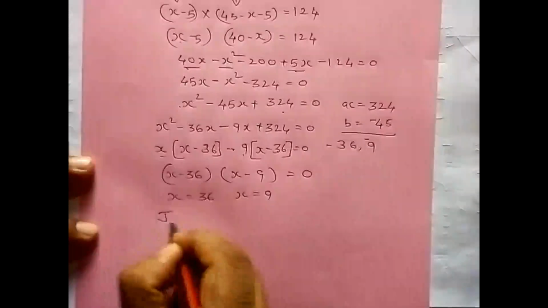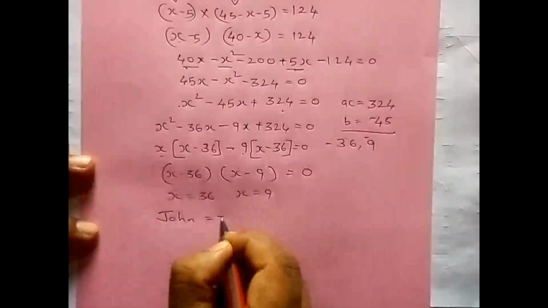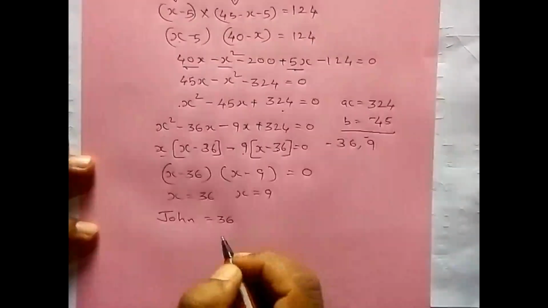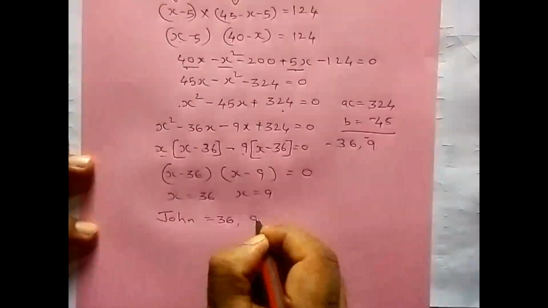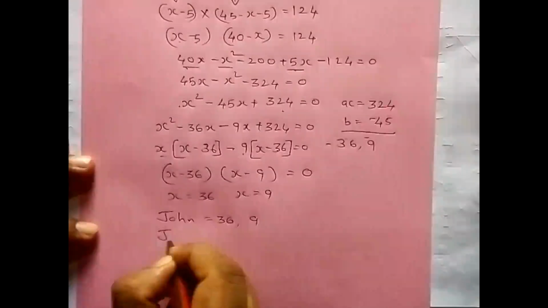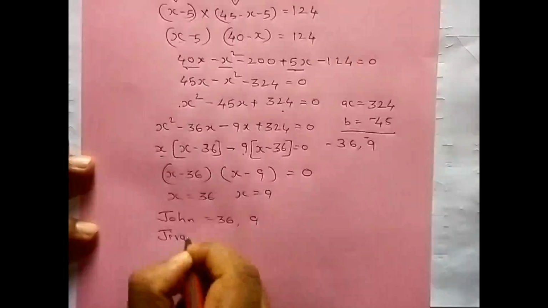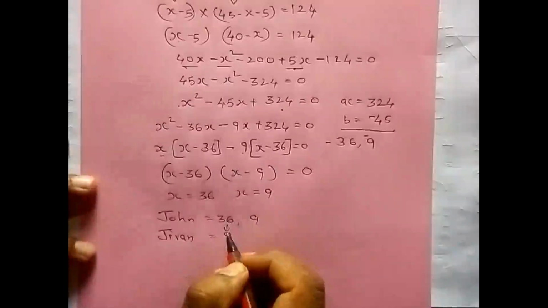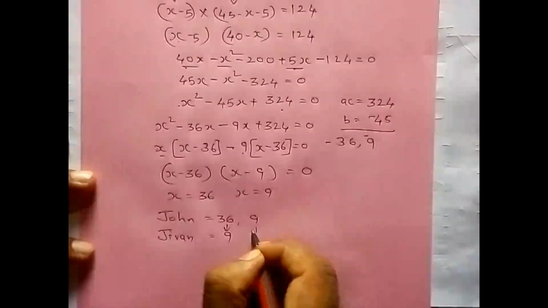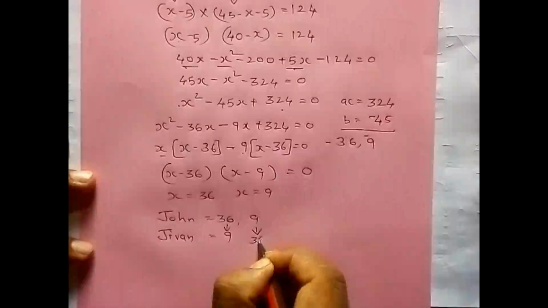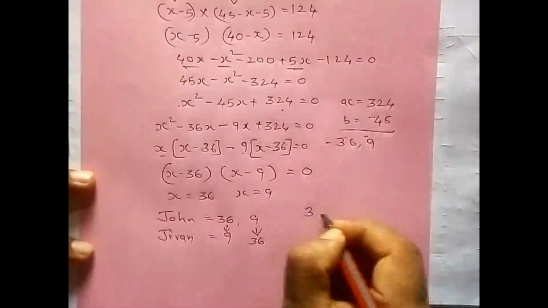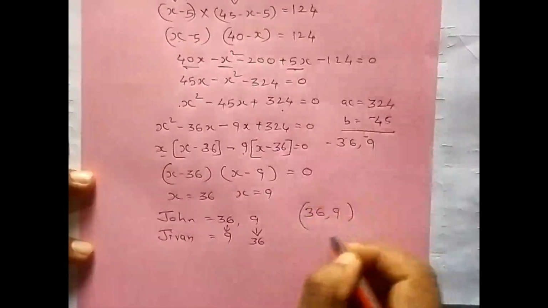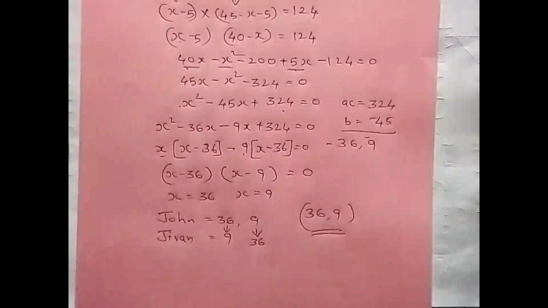That means John has either 36 marbles or 9 marbles. When John has 36 marbles, Jeevan has 9 marbles, because 45 minus 36. And if John has 9 marbles, then Jeevan will have 36 marbles. So 36 and 9 are the roots of this equation.